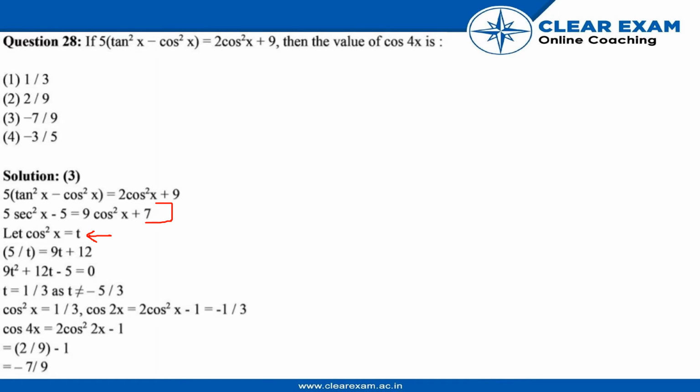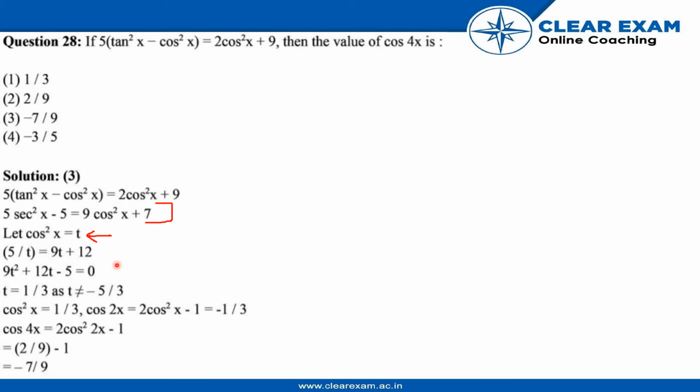Now putting t in place of cos square x, we know that cos x is equal to 1 by sec x, or we can say sec x is equal to 1 by cos x. So when we replace cos square x here, we'll replace it by 5 by t. That is, we'll write t in division. Next, we'll take t and cross multiply it on the other right hand side, and it would give us a quadratic equation in t: 9t square plus 12t minus 5 equal to 0.